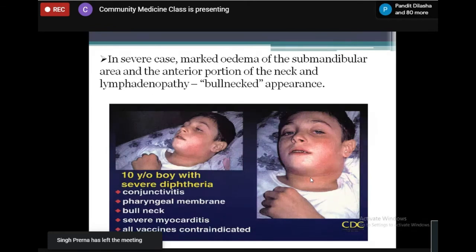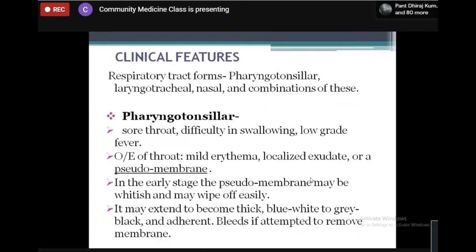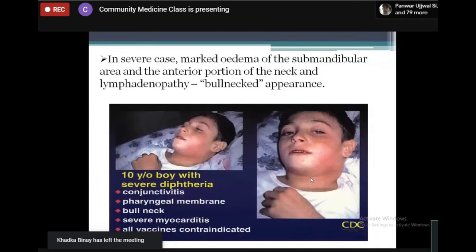So in severe cases, along with this pseudomembrane, there will be difficulty in swallowing, fever and sore throat. And what happens if the child is just left untreated? If treatment is not given, the child will develop marked edema. Edema means swelling of the mandibular area and the anterior portion of the neck, and lymphadenopathy. There will be enlargement of the lymph nodes of the neck area also, and this will lead to a bull-necked appearance.